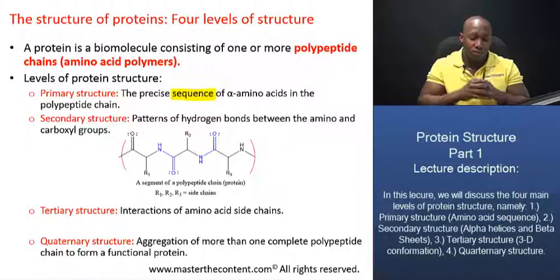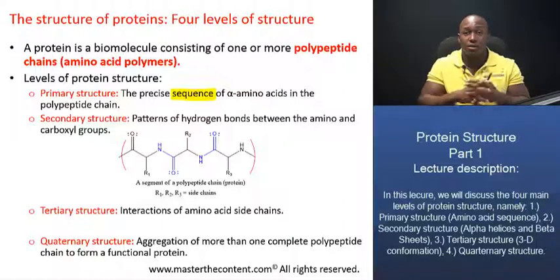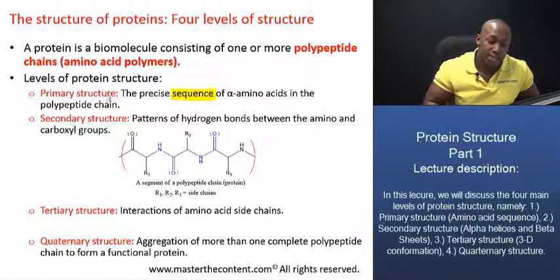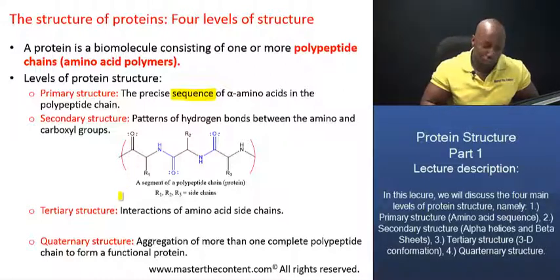So the tertiary level of structure basically refers to the geometry of a protein, and it's actually caused by interactions of the amino acid side chains. So if you remember your basic amino acid structure, we just covered those lectures. Amino acids tend to have what is called a side chain, and the side chains actually permit the tertiary level organization to occur because of the interactions that happen between them.